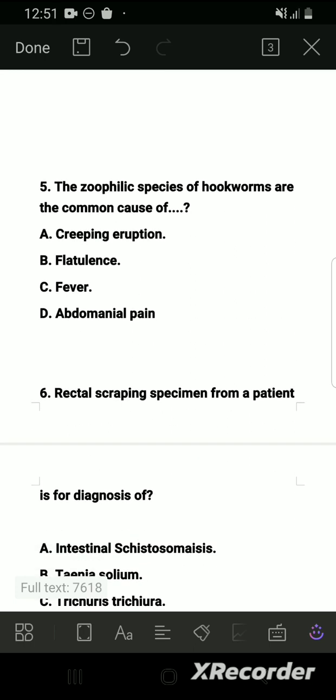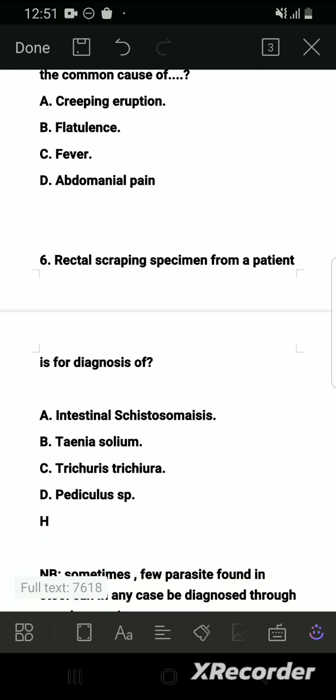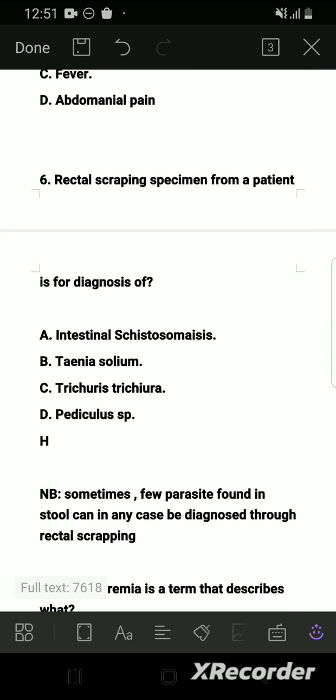Note that. Then number 6 says the rectal scraping specimen from a patient is for diagnosis of what? Rectal scraping is making use of any material to scrape up a diagnosing material to know the actual cause of a disease. In diagnosis, if you want to know the actual cause of a particular disease, you have to involve different methods. You either use stool examination or sputum. But in this case, rectal scraping involves which of the following here.